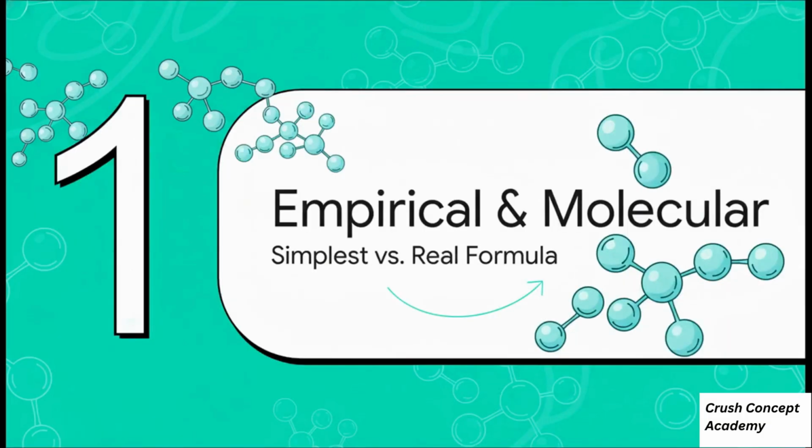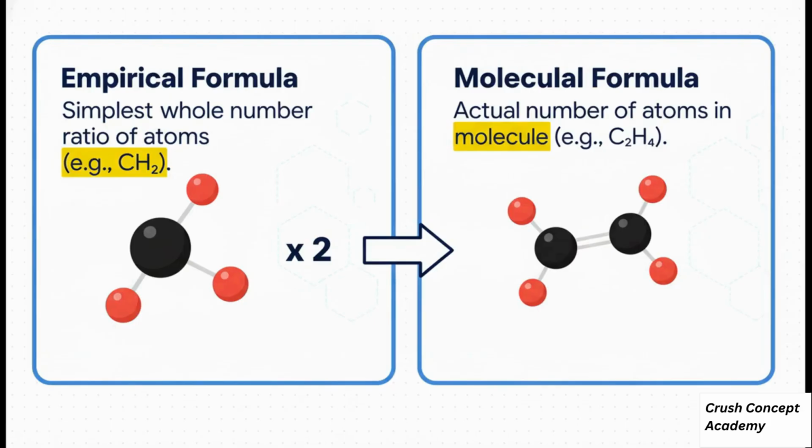First up, empirical and molecular formulas. This is a super important skill, especially when you're analyzing something you've made in the lab. It's all about going from the simplest possible ratio of atoms to the actual real-life formula of a molecule. Okay, let's make this crystal clear. The empirical formula, that's the one on the left, is just the most basic stripped-down ratio. Think CH2. But the molecular formula, over on the right, that's what the molecule actually is, like C2H4. So one is the simplest idea, the other is the real deal.